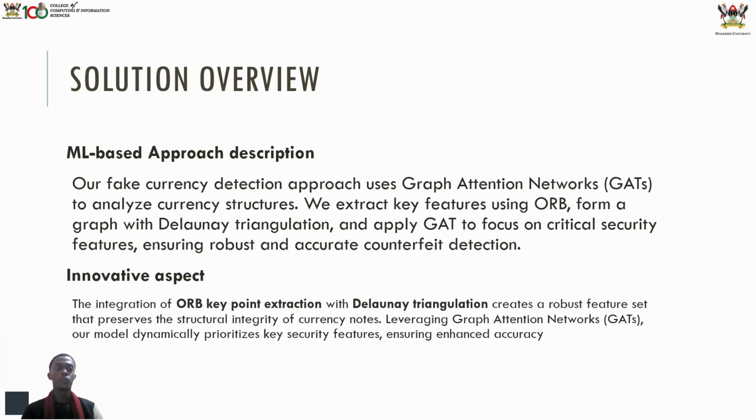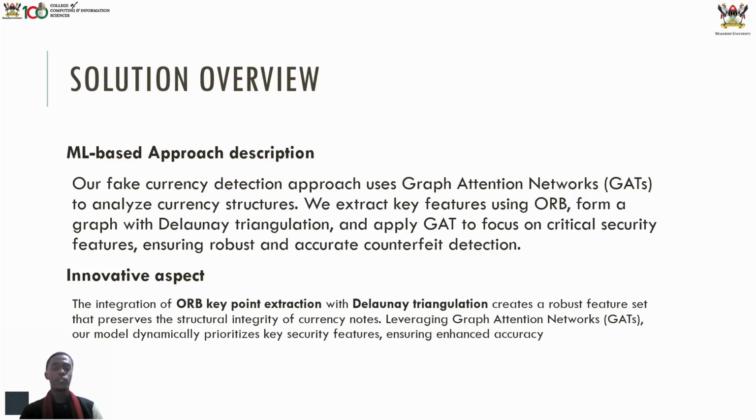Well, for the solution overview, our fake currency detection approach uses a GAT, Graph Attention Network, to analyze currency features. At first we use ORB, Oriented FAST and Rotated BRIEF, as a feature extractor to get key points out of the sample image or currency note, and then graph construction is done by diagonal triangulation of the key points. After that, the graphs are fed into the GAT, which applies its GAT convolutional layers and focuses on the critical security features, which ensures robust and accurate counterfeit detection.